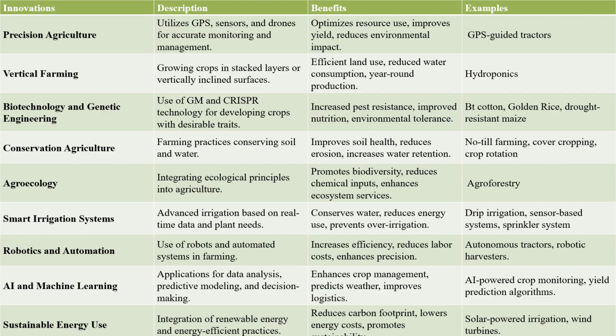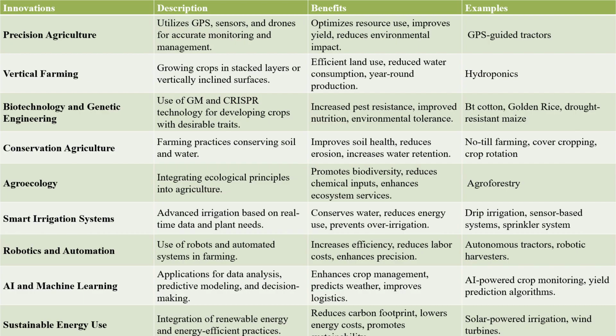Number two is vertical farming. In vertical farming, crops are grown in stacked layers or vertically inclined surfaces. This approach uses less land and water, making it a highly sustainable farming method. It allows for year-round production and significantly reduces water consumption. For example, hydroponics.